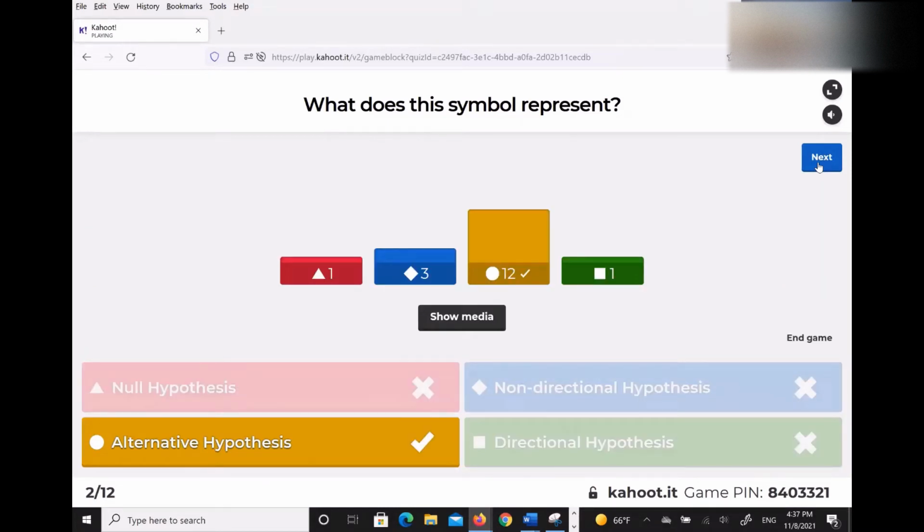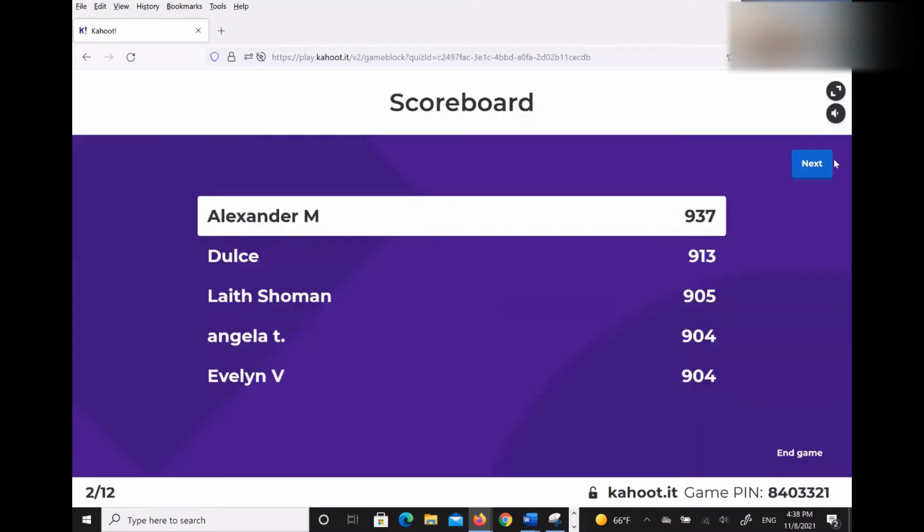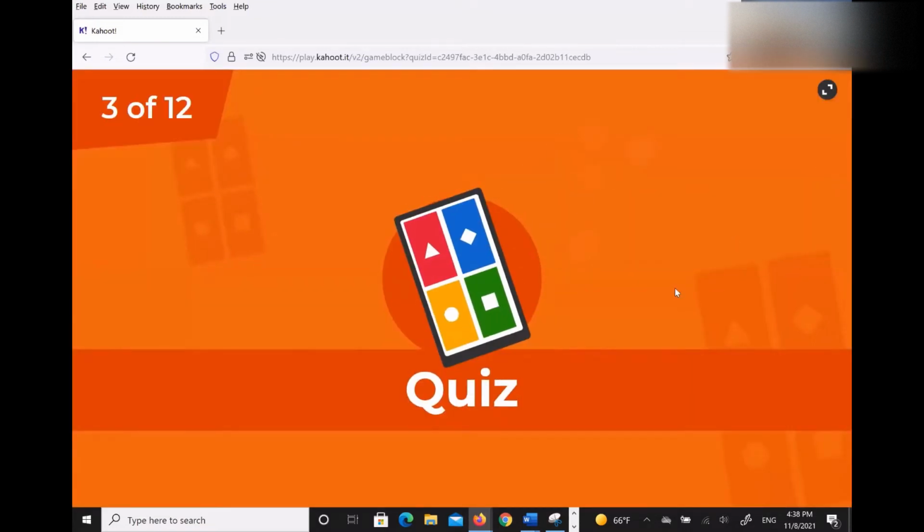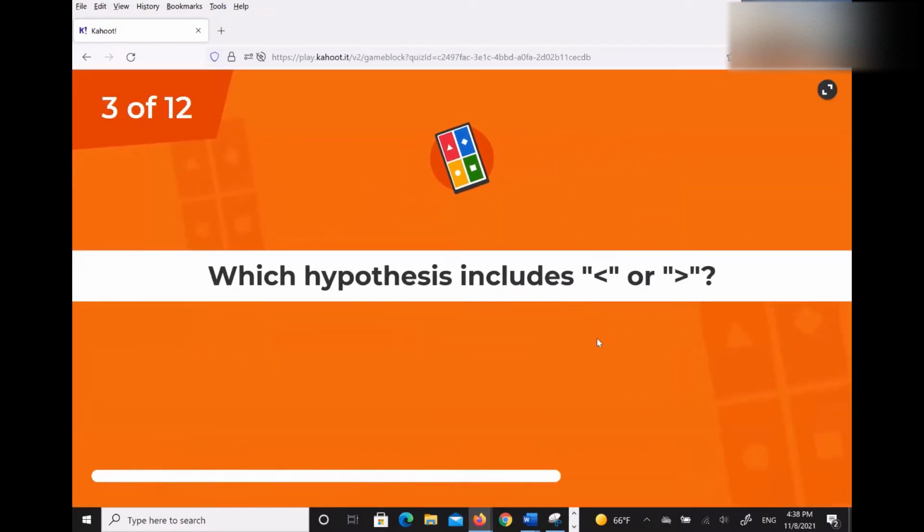All right, so that symbol is the alternative hypothesis. Okay. H1 or HA, right? All right, Alex, Angela, Evelyn, Dose, Jennifer. Number 3.